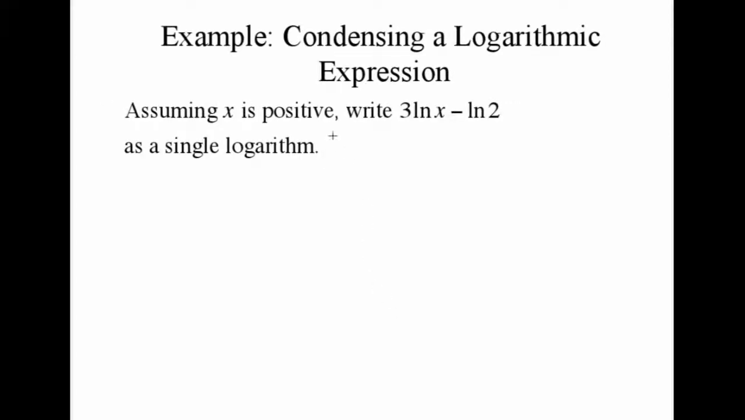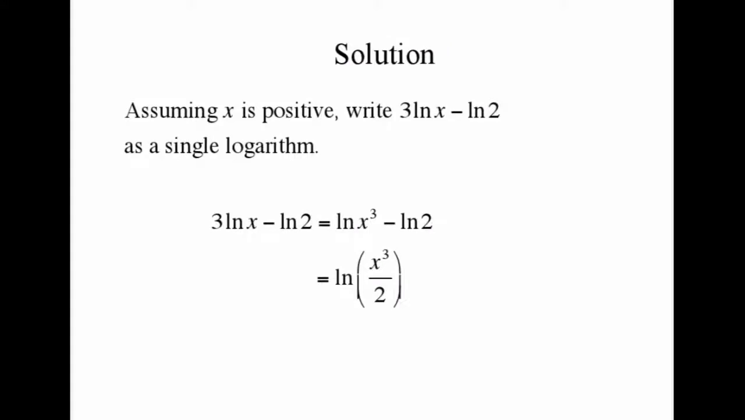Now, here we are condensing, or simplifying, I guess. Assuming x is positive, write 3 times ln of x minus ln of 2 as a single logarithm. So sometimes we might have to expand an expression out, sometimes we might have to condense it down and write it as a single logarithm. So 3 ln of x, we could write that as ln x to the third minus ln of 2. Since we have a subtraction here, this is a quotient rule problem, so we can write ln of the quotient x cubed over 2.